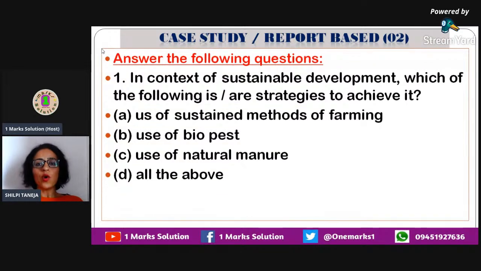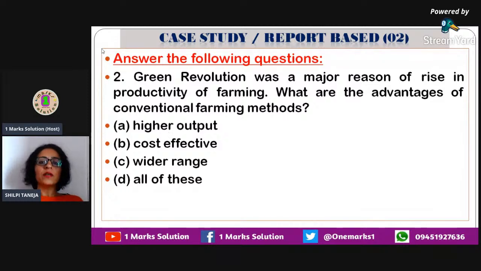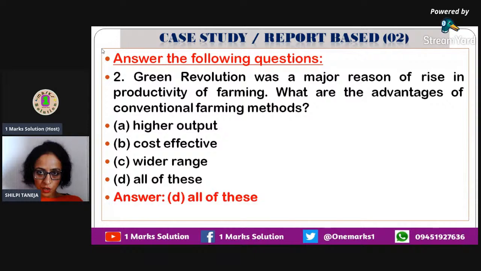In the context of sustainable development, which of the following is or are the strategies to achieve it? How can we achieve sustainable development? Option A, use of sustained methods of farming, use of biopest, use of natural manure, all of the above. So all of the above is the correct option. We have to go for all these things, then only we will be able to have sustainable development in the economy.